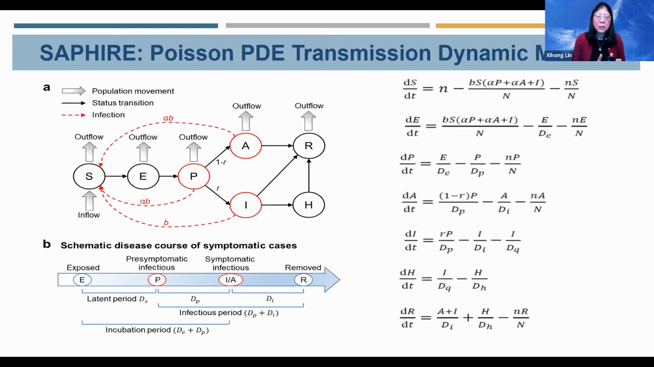So in order to estimate those RT values, we extended the SIR model by incorporating the features of COVID. First, we introduced an additional component we call the pre-symptomatic compartment. From the exposure to the symptom onset is the incubation period, about 5 days-ish. And from the exposure to the pre-symptomatic period is about 3 days-ish, and this is a latent period.